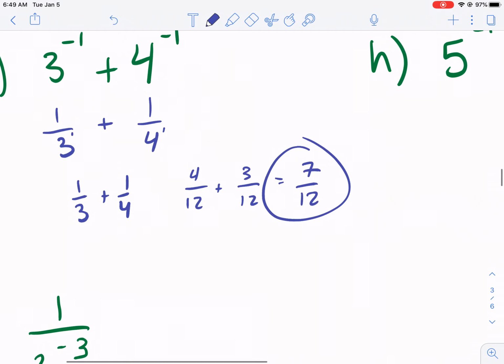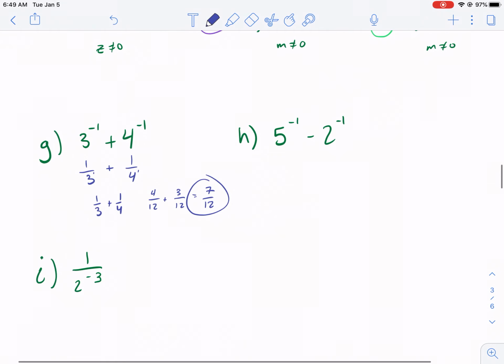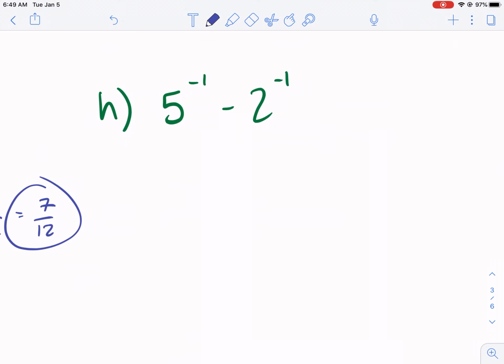The main part, though, is changing these negative exponents to positive exponents written as a fraction. We have, for this one, 1 over 5 to the first power minus 1 over 2 to the first power.